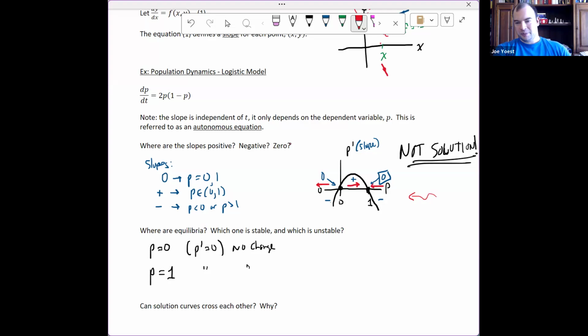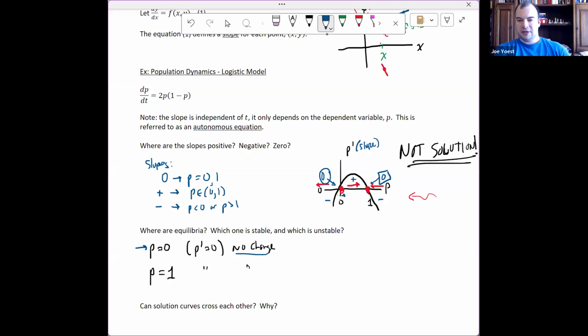I notice for my two equilibrium points, maybe I'll highlight them in red here. For my two equilibrium points here, 0 and 1, they have kind of different behavior, right? If I am smack dab at p equals 0, p prime equals 0, and we don't get any change. What if I deviate even a tiny bit from there? If I deviate even a little bit to the right, then p is bigger than 0, p prime is positive. Over time, p is going to keep growing. It's going to move further away from 0 to the right.